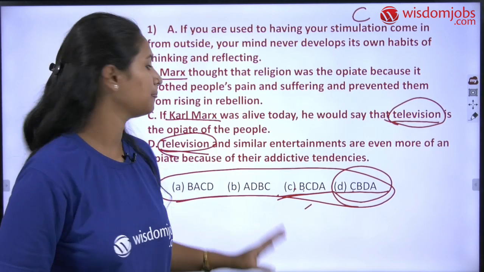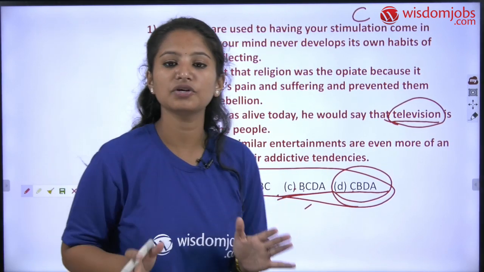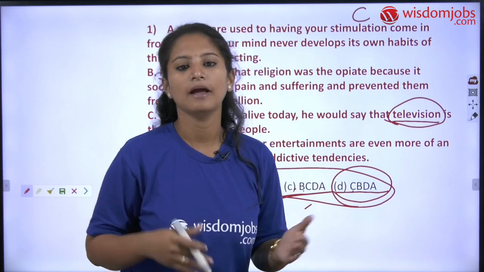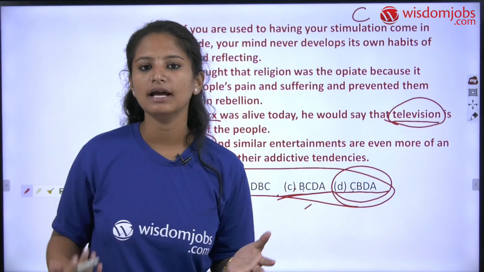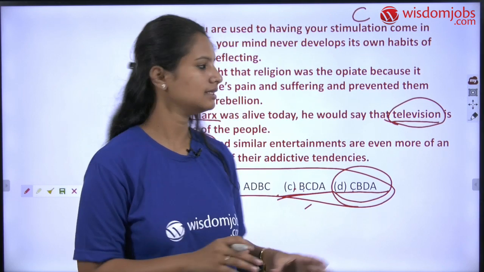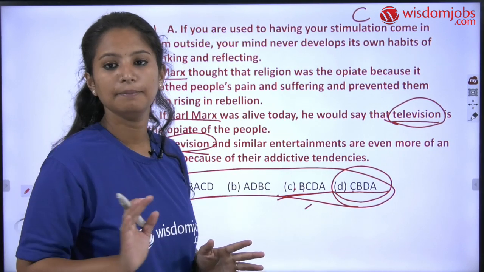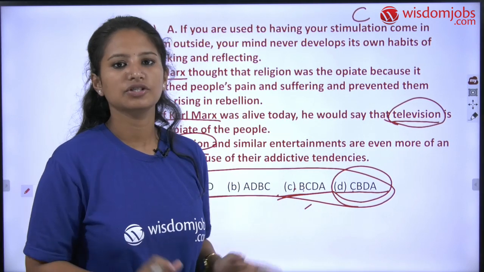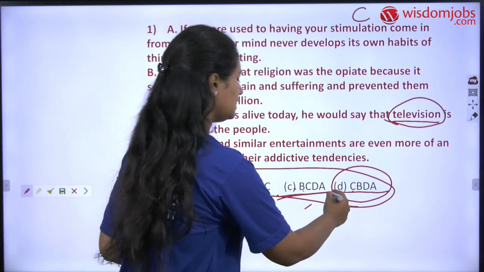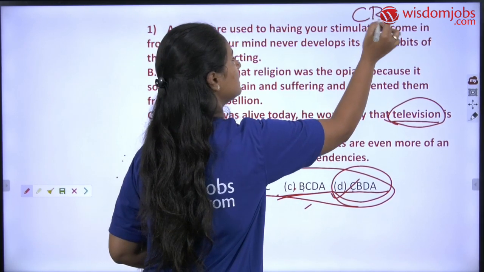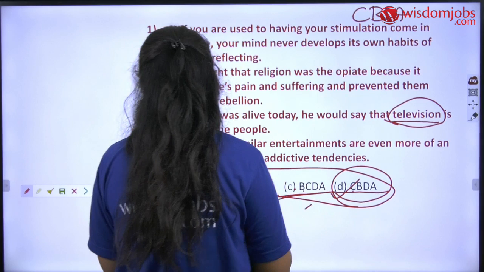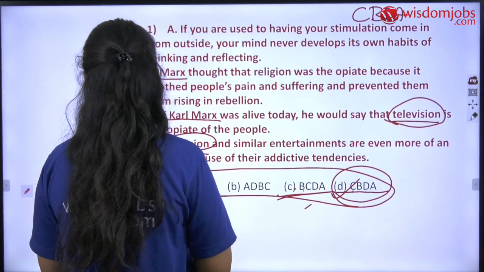That is, this sentence C introduces the character with its full name, but the other sentences which follow take up the shorter name. That means only C should be the beginning sentence, not B. So that is how you find it out. So D is your correct option. C, B, D, A is your correct option.